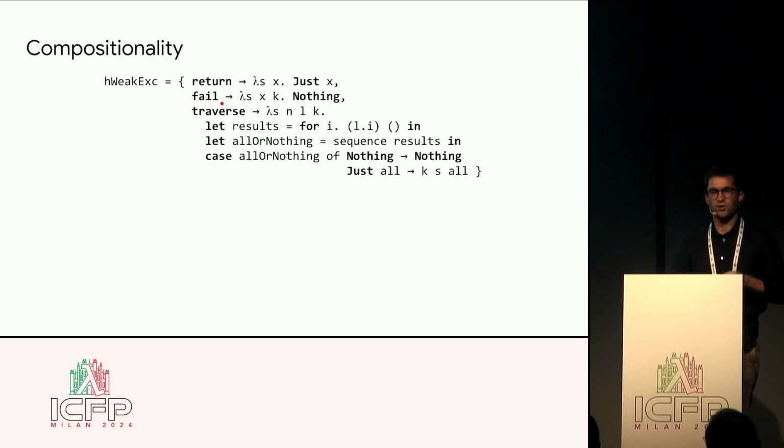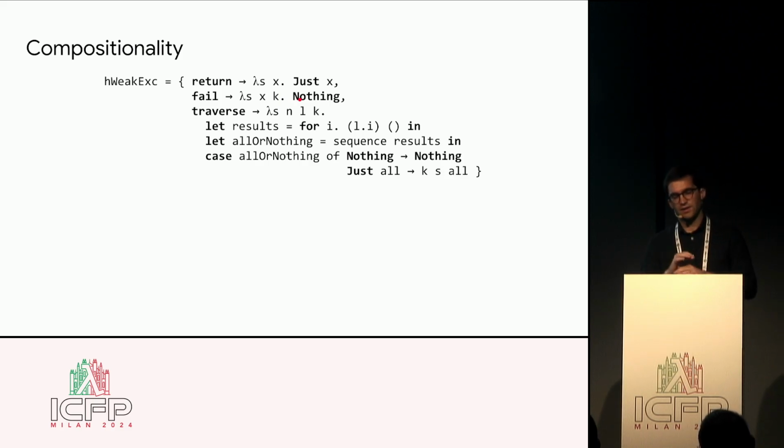Essentially, if you ever perform a fail, we completely ignore the continuation and just replace the whole result of the computation under the effect with the empty value of the optional type, which from Haskell we here call nothing. Otherwise, if you never call fail, the computation gets to the end and then return gets applied, which just wraps the final result in the success case of the optional. But now what happens if we actually have a parallel region, the traverse clause?